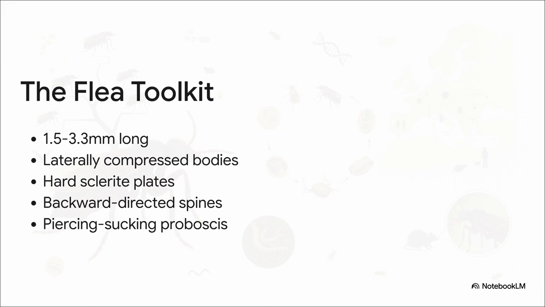They shrank down to a mere 1.5 to 3.3 millimeters. Their bodies became laterally compressed, which just means they're flattened side to side, so they can seamlessly slip through dense mammalian fur. They evolved these hard sclerite plates to withstand incredible pressure, so if a host tries to scratch or crush them, they're perfectly fine. Add in some backward-directed spines so they can't be brushed off easily, plus a piercing-sucking proboscis for feeding on blood, and you've got an absolute evolutionary masterpiece.